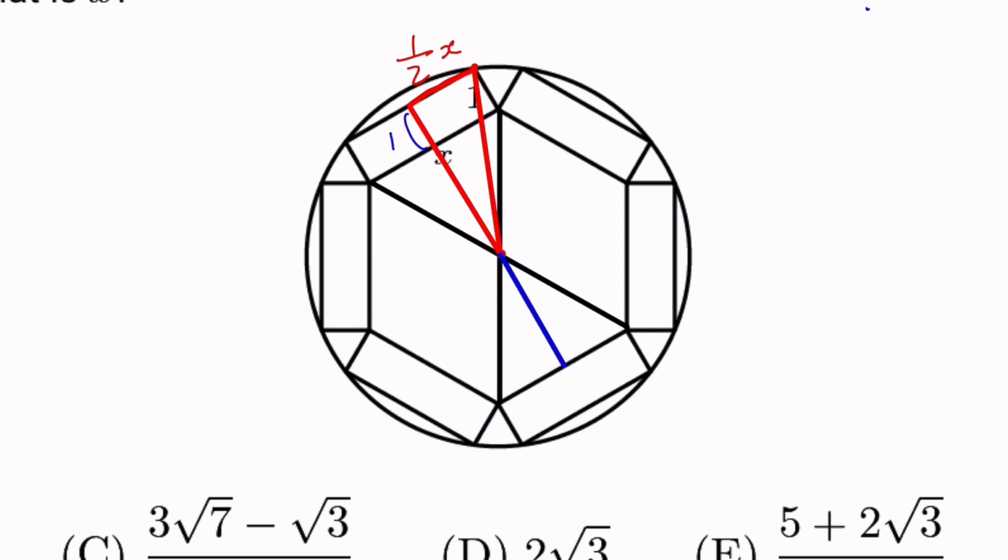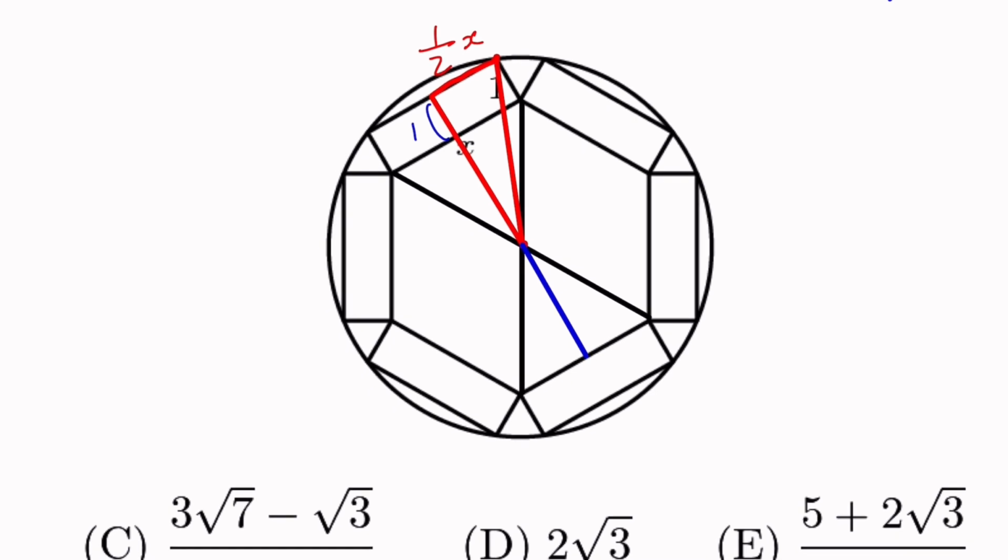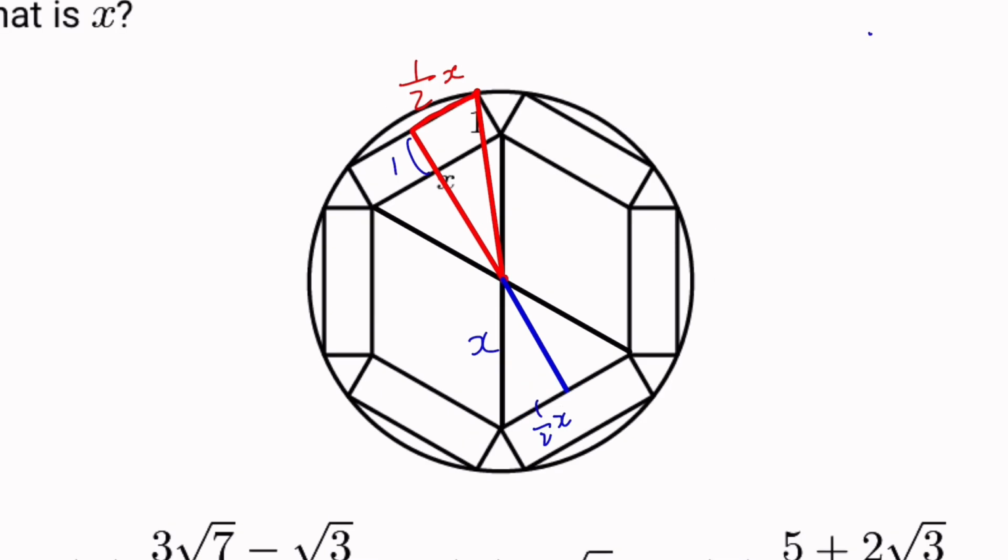and let's find the length of this blue line. Since this is x, and this is half of x, and since it's a 2 to 1 to root 3 ratio, it will be root 3 over 2 times x, right? And so now we know that this length is root 3 over 2 x.